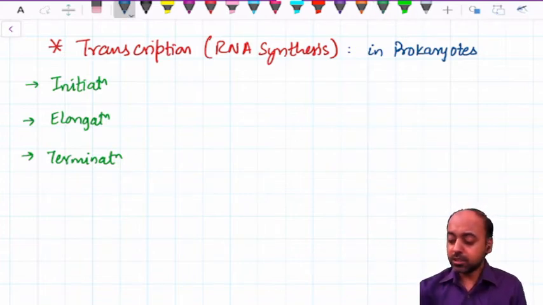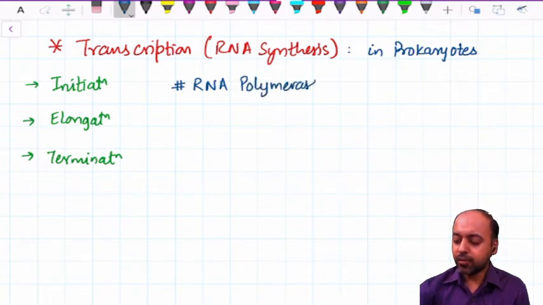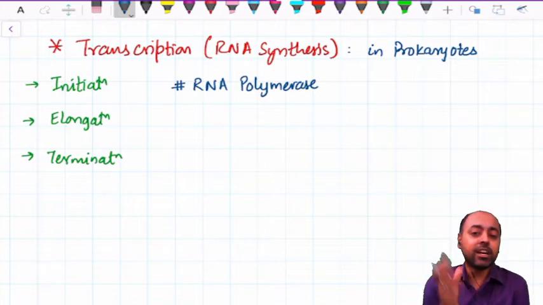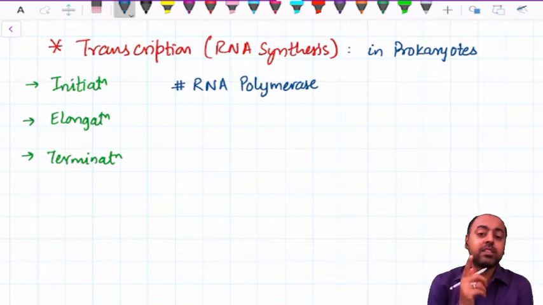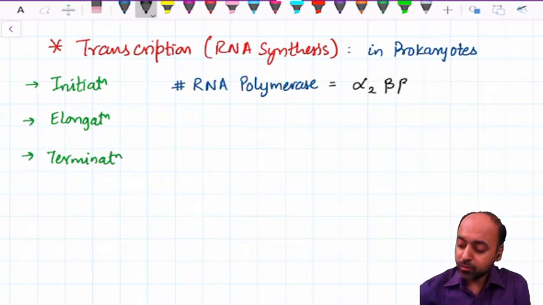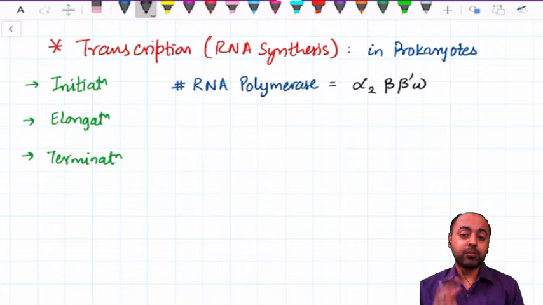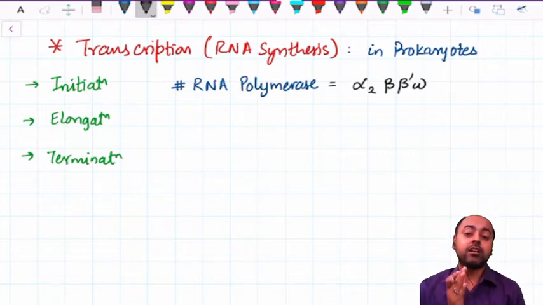Now the transcription will be carried out by the RNA polymerase, obviously. And in prokaryotes we have only one single type of RNA polymerase. In eukaryotes we had seen we have the RNA polymerase 1, 2 and 3, but in prokaryotes we have one single type of RNA polymerase. This RNA polymerase is made up of 5 subunits: 2 copies of alpha, 1 copy of beta, 1 copy of beta dash, and the omega. This is the active RNA polymerase. It is ready to transcribe, but the problem is it doesn't know from where to start the transcription.